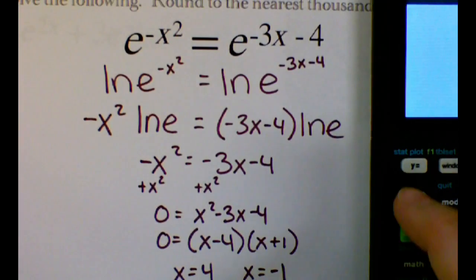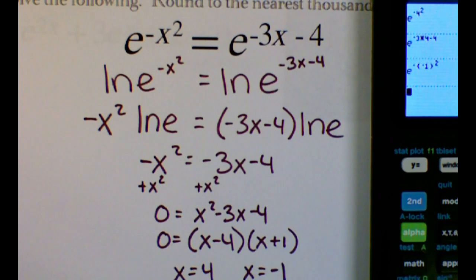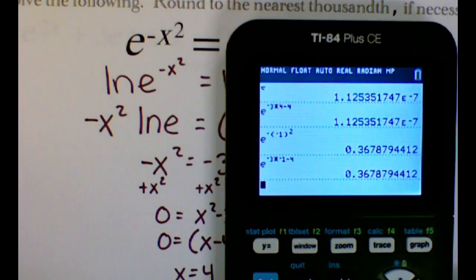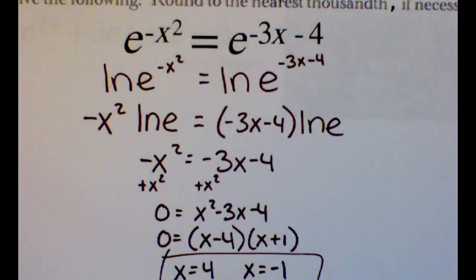Let's make sure. e to the negative 4 squared and e to the negative 3 times 4 minus 4. Look at that, those matched. Same thing, e to the negative 1 squared and e to the negative 3 times negative 1 minus 4. Sorry, I wasn't showing that. But look at that, they both matched. They're both solutions. Perfect.